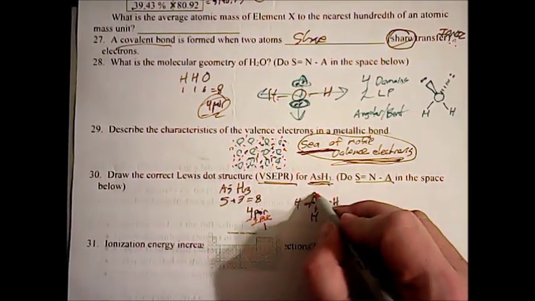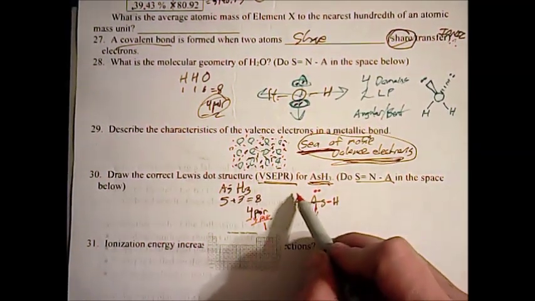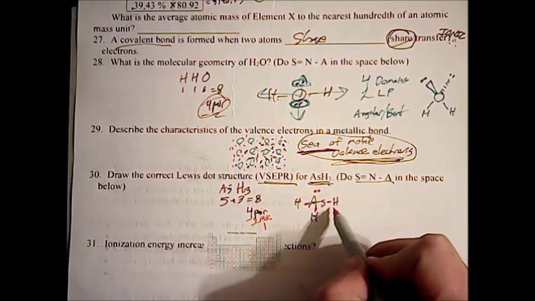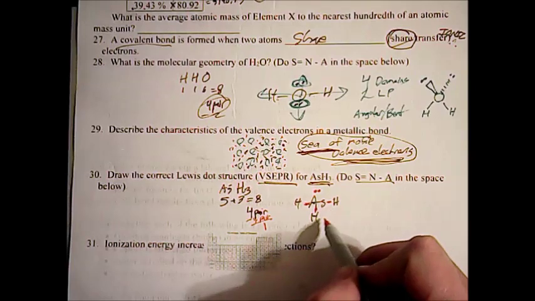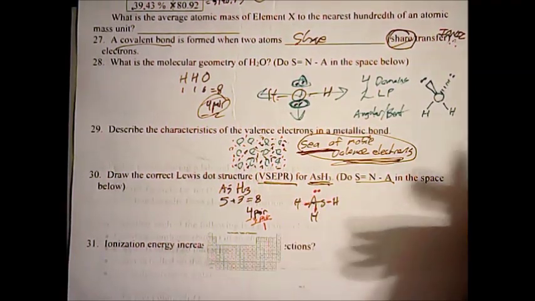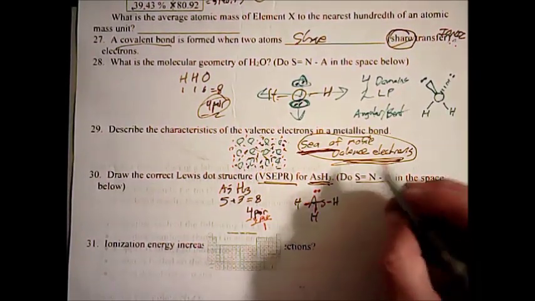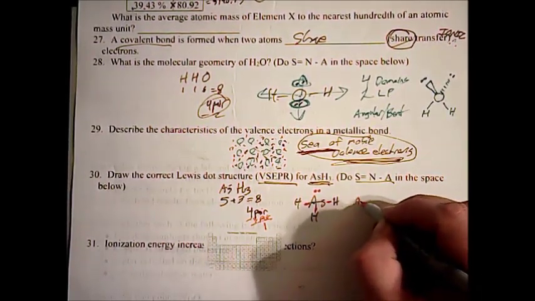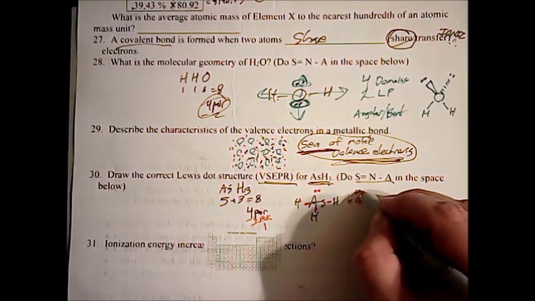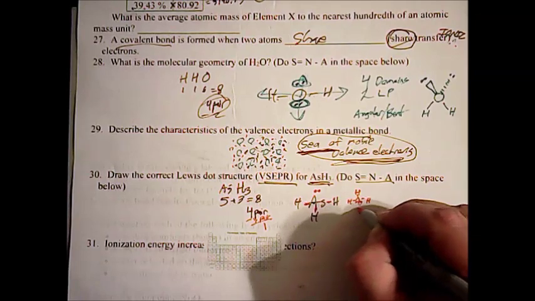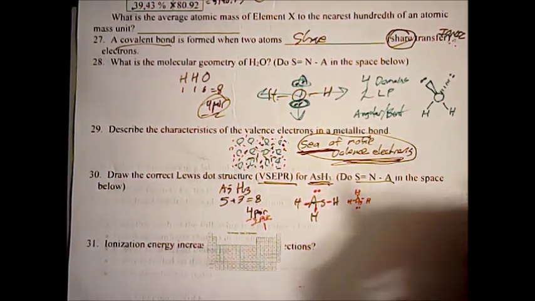What do we do with those? Well, leftover pairs go on the central atom. They would normally go, if we had chlorines or fluorines or something, they'd go on the outside atoms. But remember, hydrogen can't take any. So we end up with that. And it doesn't really matter if you draw this right side up or upside down. You could have drawn this As with the H's here and here, and our little double dots on the bottom. It wouldn't have made one bit of difference.